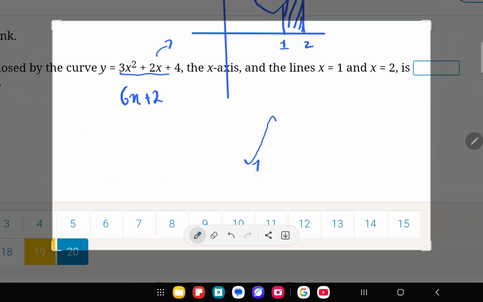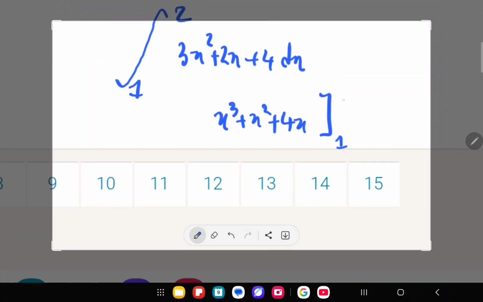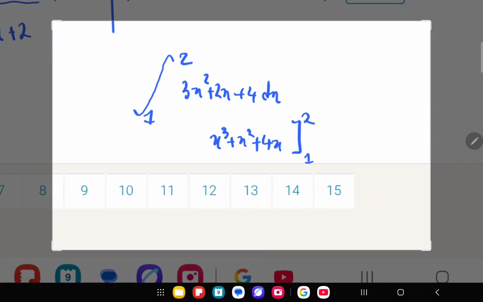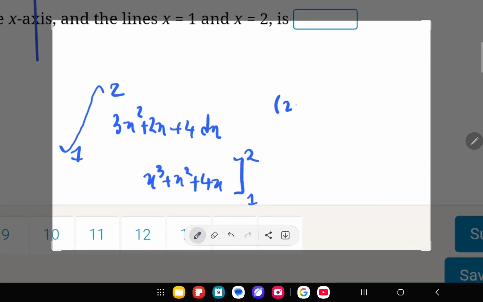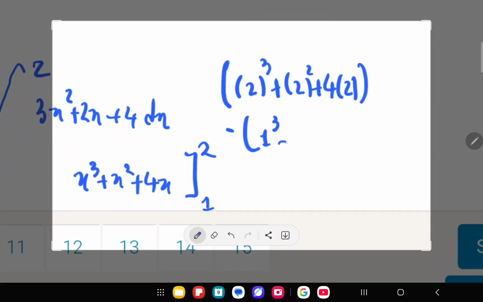So you do 3x squared plus 2x plus 4. You integrate the insides, and then you put the range values from 1 to 2. And then you substitute, you get 2 power 3 plus 2 power 2 plus 8, subtracted by 1 power 3 plus 1 power 2 plus 4.